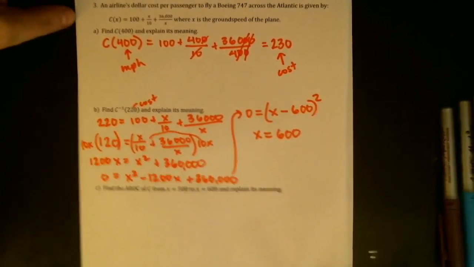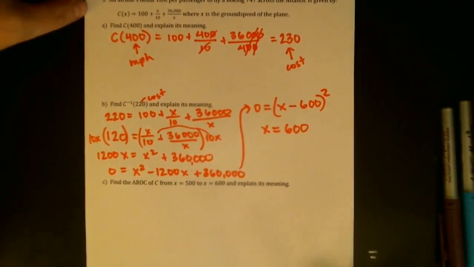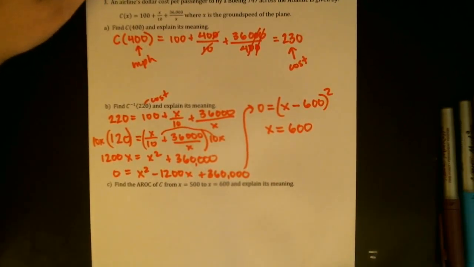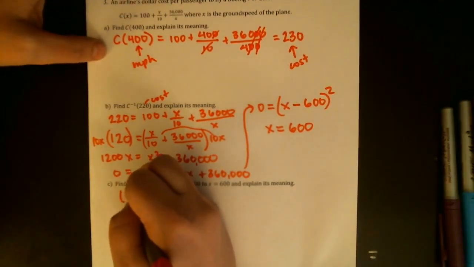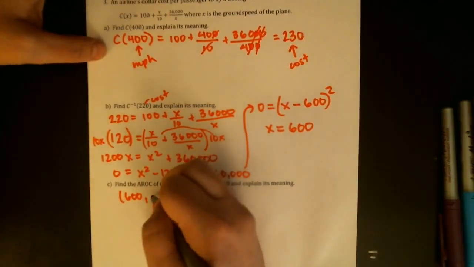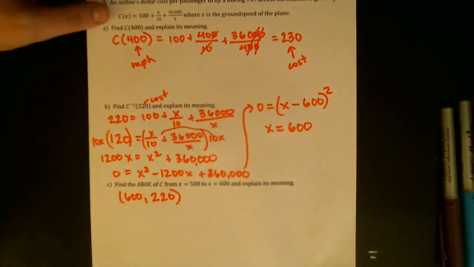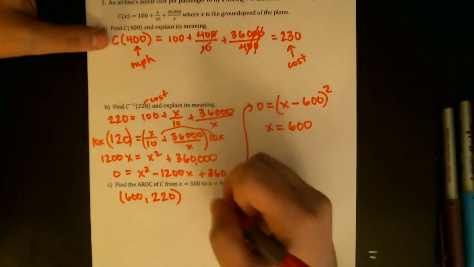Okay, last part of this one, average rate of change from x equals 500 to x equals 600. And then what does that mean? So we actually have part of this information. We know that when x equals 600, C is equal to 220. So let's see if we can calculate for the 500 as well.